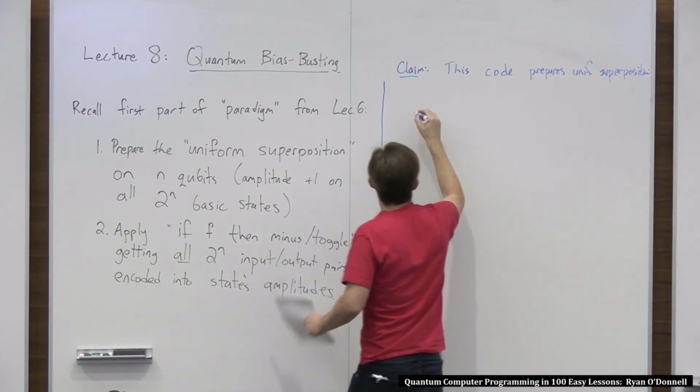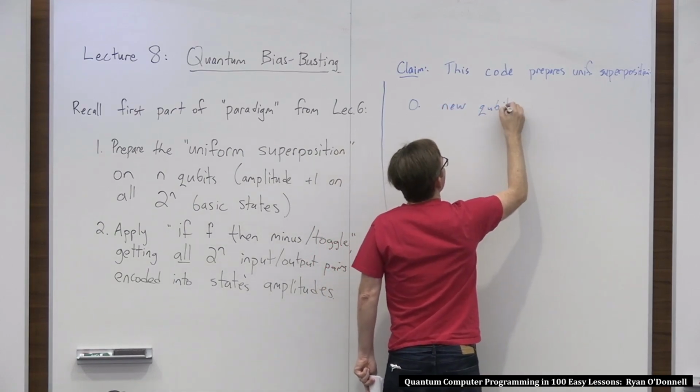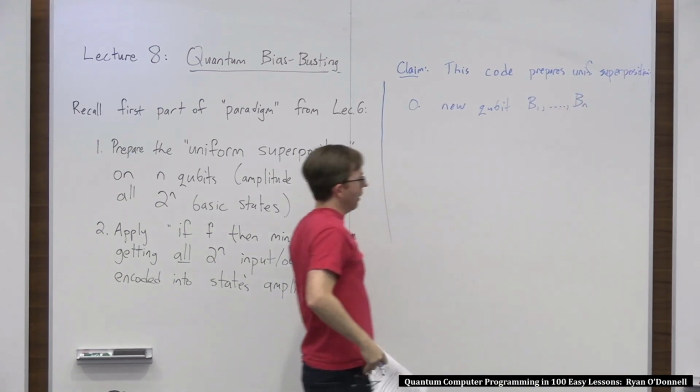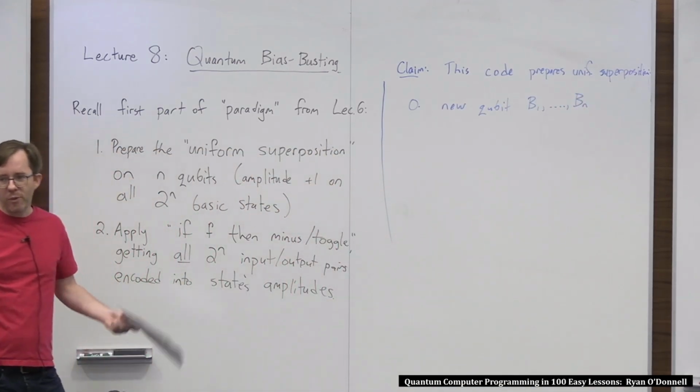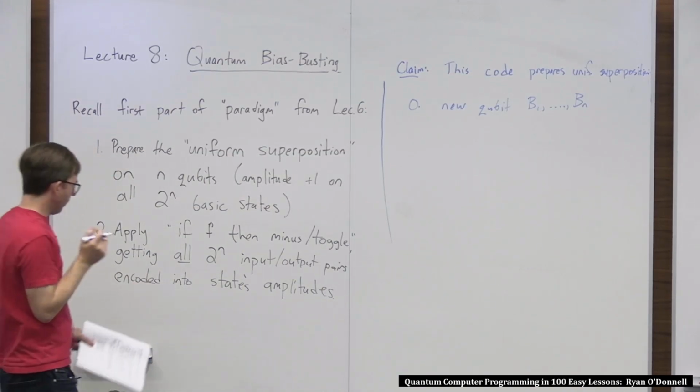Step 0 is you just make the qubits, a new qubit B1 through Bn. Okay, now you've got n qubits. And always think in your mind, n is like 1,000 or some reasonable number of bits for your input.